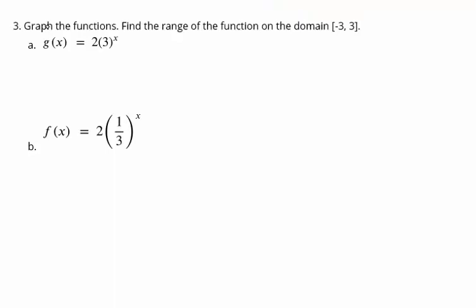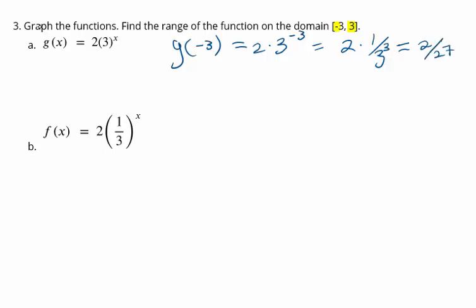Okay, well, you don't necessarily have to graph the function in order to find these values in the range. I could just find g of -3 by replacing x with -3. So 2 times 3 to the -3. And 3 to the -3 is 1 over 3 to the 3rd, so that's 1 over 27, and 2 times 1 over 27 is 2/27. And then g of 3 is 2 times 3 to the third. Okay, 2 times 27, or 54.